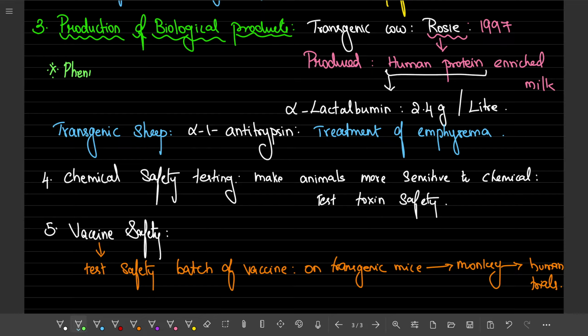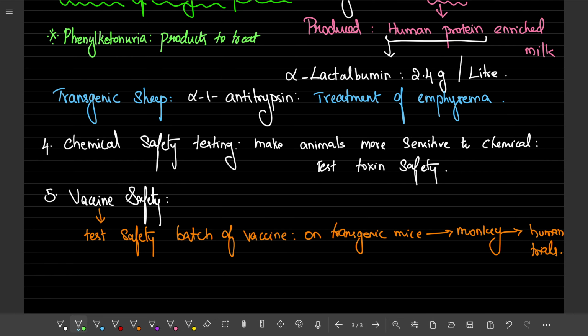For biological products, please add one more point for biological products. PKU, what is PKU? Phenylketonuria. So they are also trying for products to treat phenylketonuria, are also being tried by this biological products. Okay, so that is all. So these are all transgenic animals. Now the last part of the lesson.